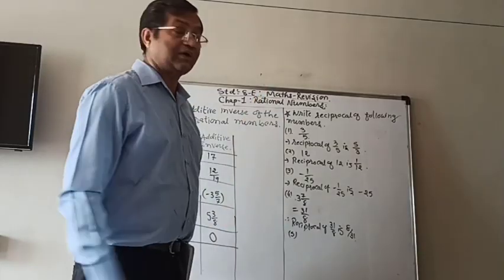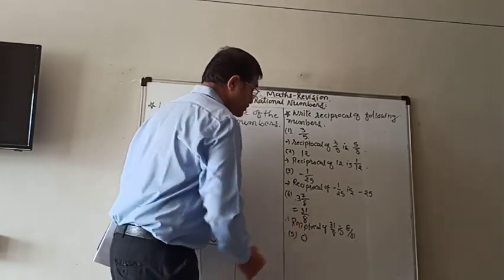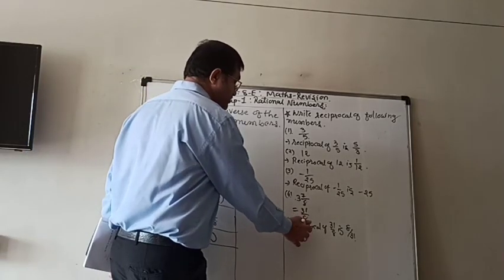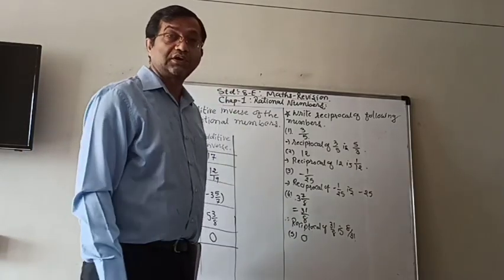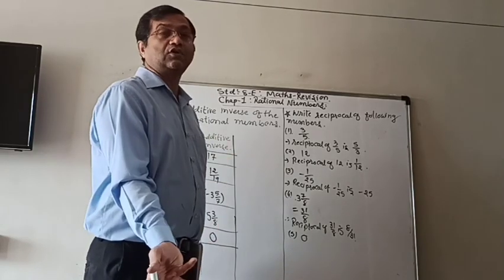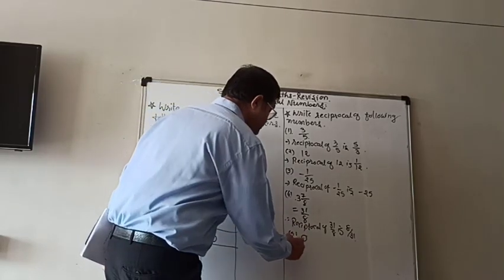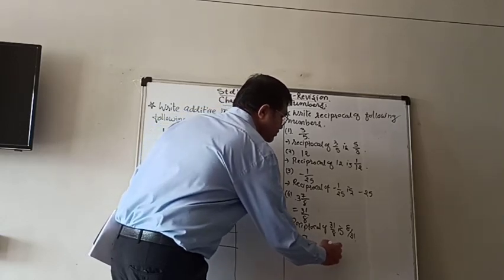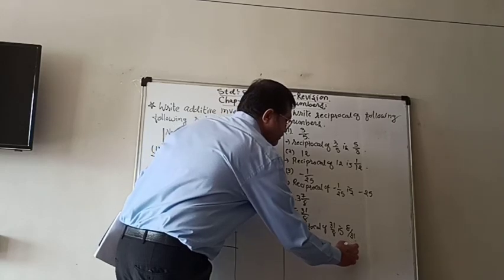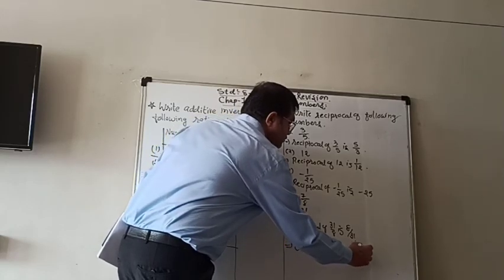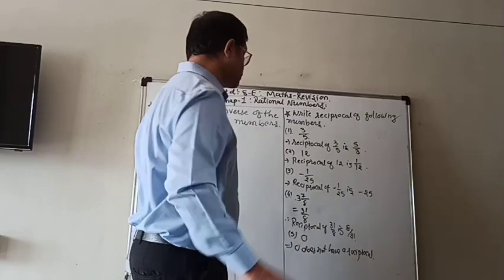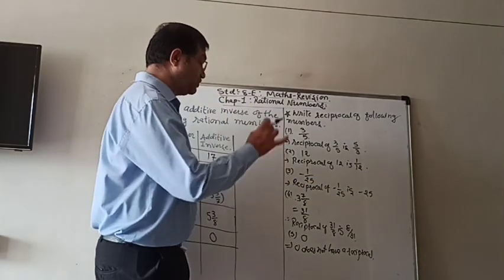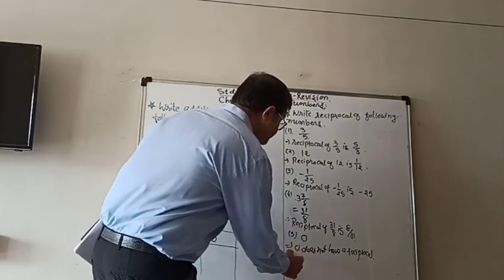Sometimes for confusion, they will ask 0 also. Reciprocal of 0. But we already know 0 does not have a reciprocal. Otherwise you will write 1 upon 0. No. You can write 0 does not have a reciprocal. So maybe to confuse you, I can ask like that, then you have to write that 0 does not have a reciprocal.